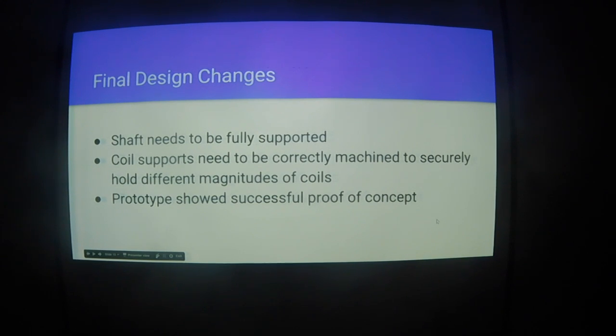So one other thing we learned from our prototype is that the shaft needs to be fully supported. As was mentioned, there was a plunging effect that we ran into, and to remove this effect, we would support the shaft completely so it doesn't move forward and back, but instead just rotates. The coil supports need to be correctly machined as well. As the number of coils increased, it became more difficult to hold the coils down as we ran our experiments. For this reason, we had to correctly machine these supports. And other than these two problems, the prototype was deemed successful, which in our case also deemed the proof of concept successful, because our two crucial functionalities were in fact proven with our prototype.